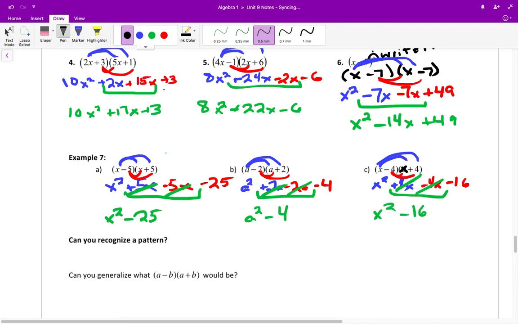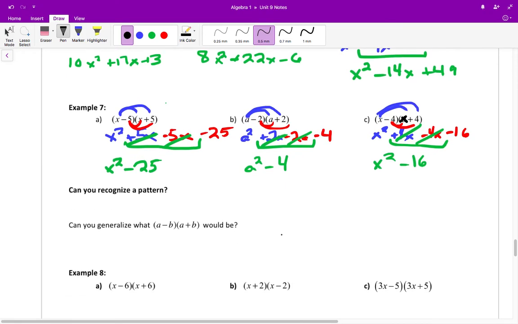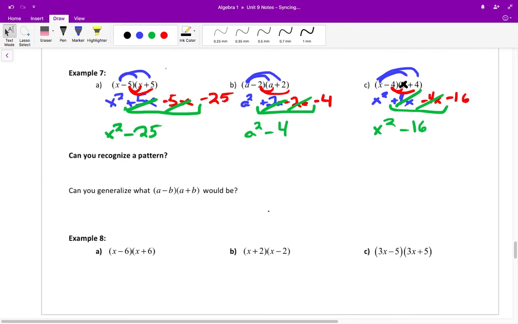So, question after we've worked through all these. Can you recognize a pattern? Do you start to see how you can get to the final answer without going through all that work every single time? Okay, think about it, and then we'll talk about it. So press pause if you need some more time to think. All right, here we go.